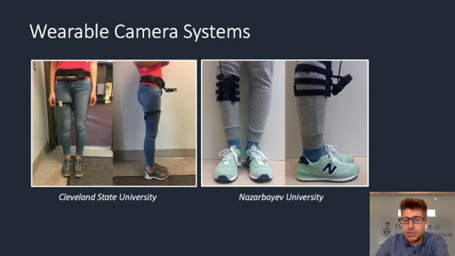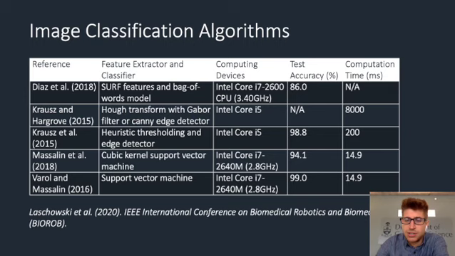Now, a number of wearable camera systems have been used to sense the walking environment. However, the corresponding image classification algorithms, as shown here, have been limited to heuristics, statistical pattern recognition, or machine learning algorithms that require manual feature engineering, which can be both time-consuming and suboptimal.